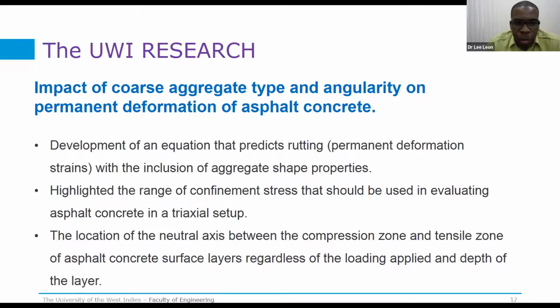So just giving you a brief on the research that has been done locally at the university in our department. Some has been completed and some is ongoing. One of the areas we look at is the impact of the coarse aggregate type and angularity on the deformation or the rutting of asphalt concrete. So we have done a lot of asphalt concrete research. Some of the outcomes of this research include the development of an equation that predicts rutting or permanent deformation strains with the inclusion of aggregate shape properties.